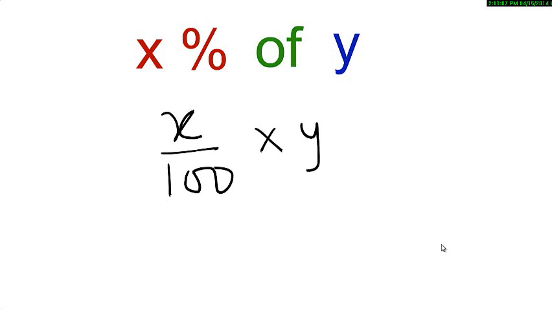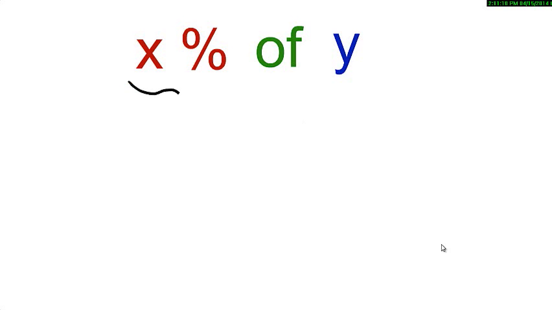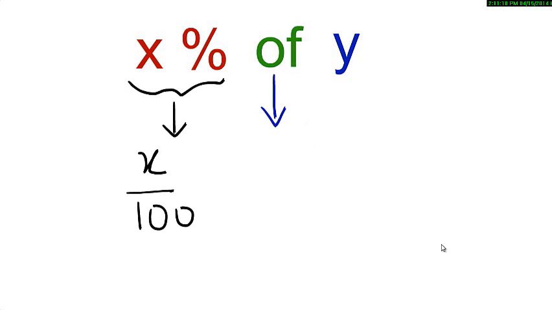So to find x% of a number y, it is sufficient to multiply the fraction x by 100 into y. You need to remember that x% means x out of 100. The word of means into or multiplication, and you write y as it is. So x% of y is nothing but x by 100 into y. Have fun discovering more about percentage.